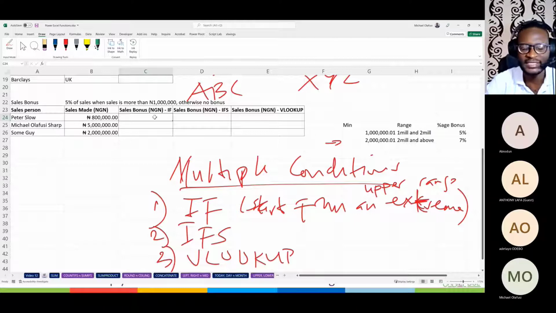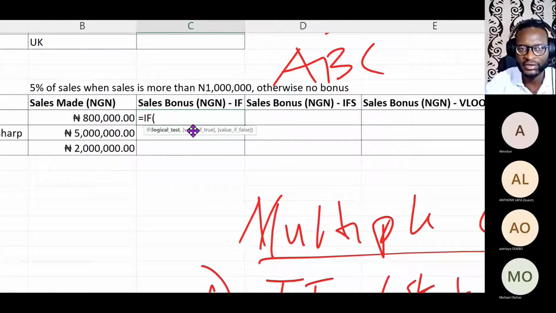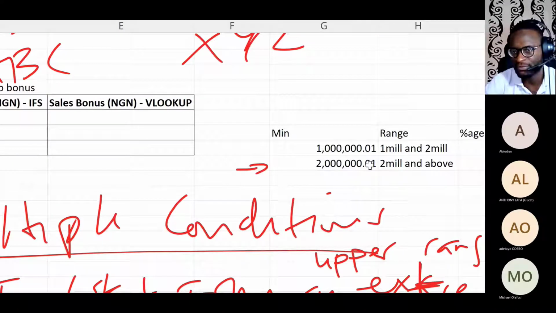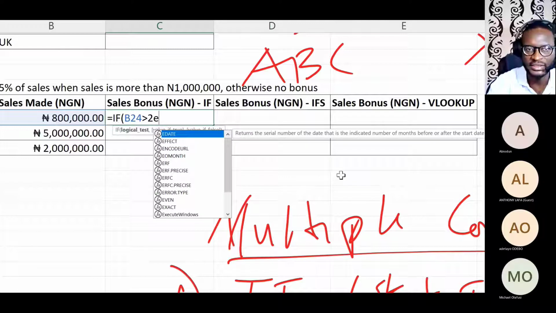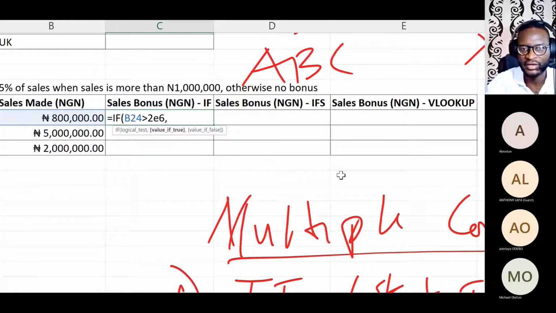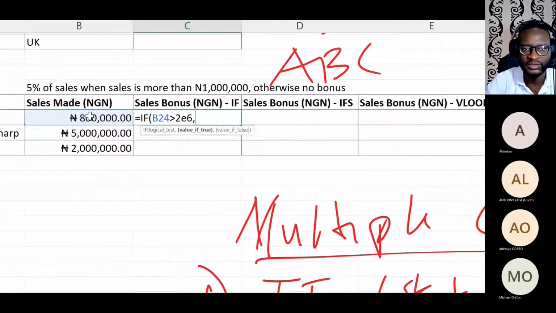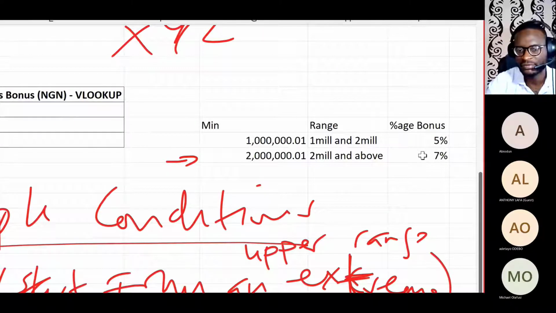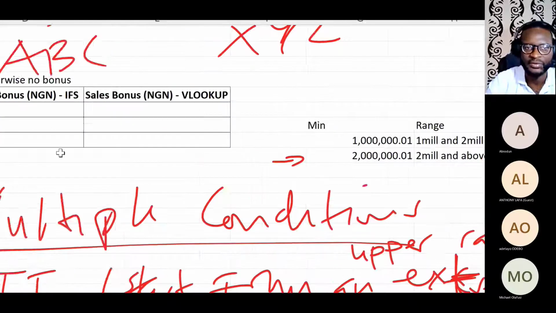It minimizes the amount of errors that you can have in your if formula. So I'm going to say if this is, I start with the upper extreme, which is this one, 2 million. So if this is greater than 2 million, 2 is 6, right? I will say it should give us the bonus, which is 7%. So it should be this times, let's even pick the bonus from here, so I pick that bonus. Okay, good.